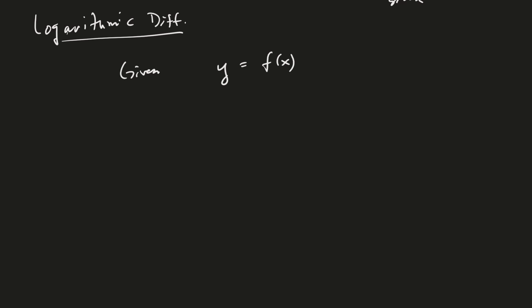Alright, so the second question that we're looking at is logarithmic differentiation, or the idea behind it. And so the general idea is that you're going to be given something like y equals f of x. And the way logarithmic differentiation will work is we take the log of both sides. So you're going to take the natural log of y equals natural log f of x. And then you differentiate.